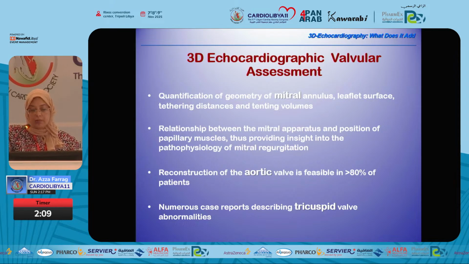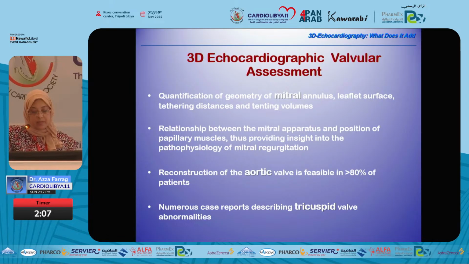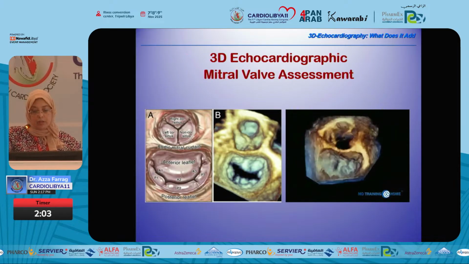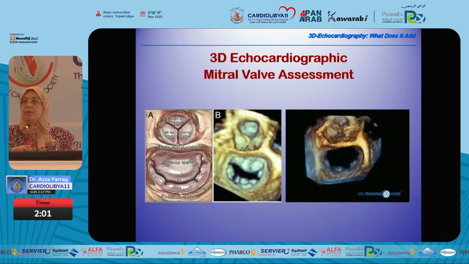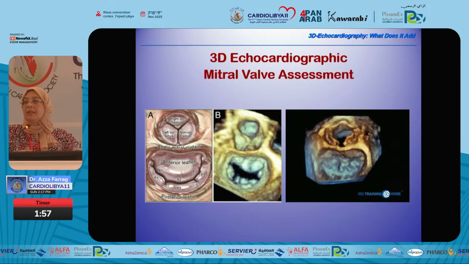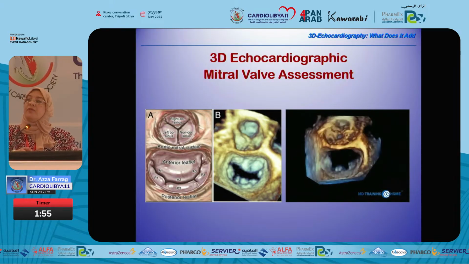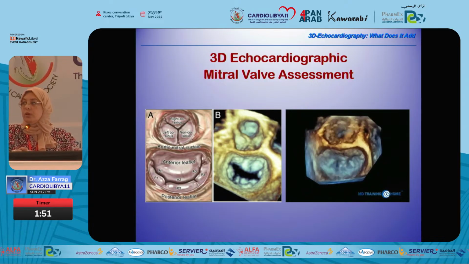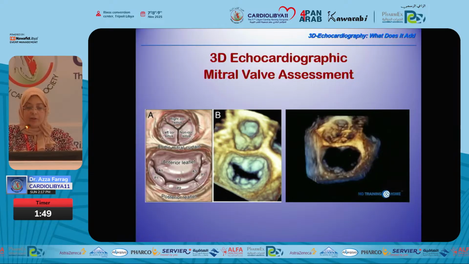Reconstruction of the aortic valve is feasible in more than 80% of patients, and numerous case reports are now talking about the tricuspid valve disease. You can see by the 3D the valves, the mitral valve, the different scallops, and the position of each scallop, and if there is abnormality related to any of these scallops, as in patients with floppy valve syndrome or mitral valve prolapse.